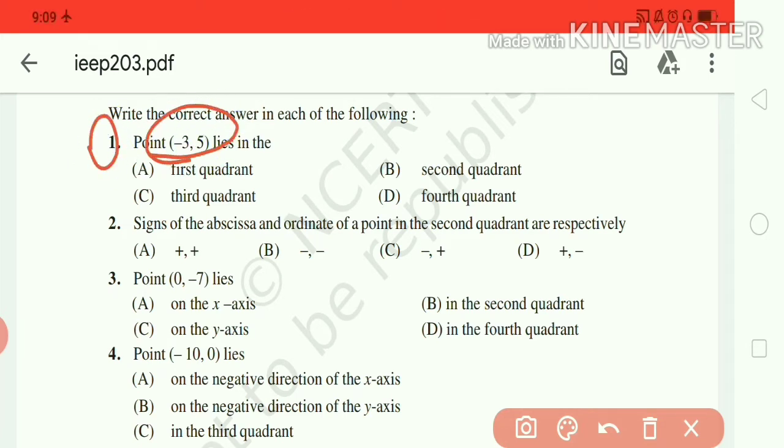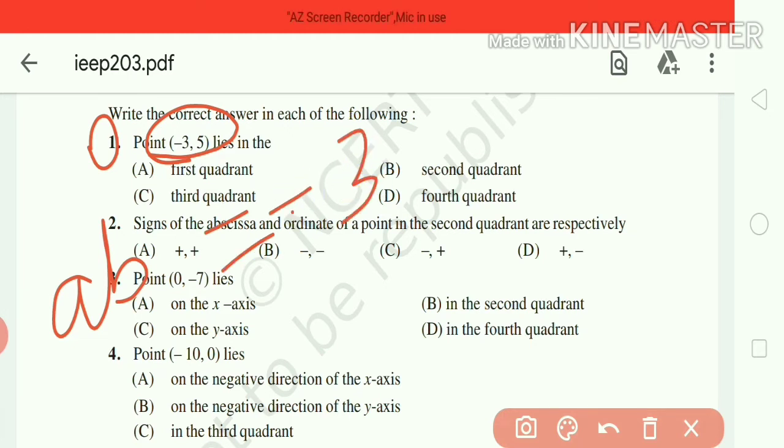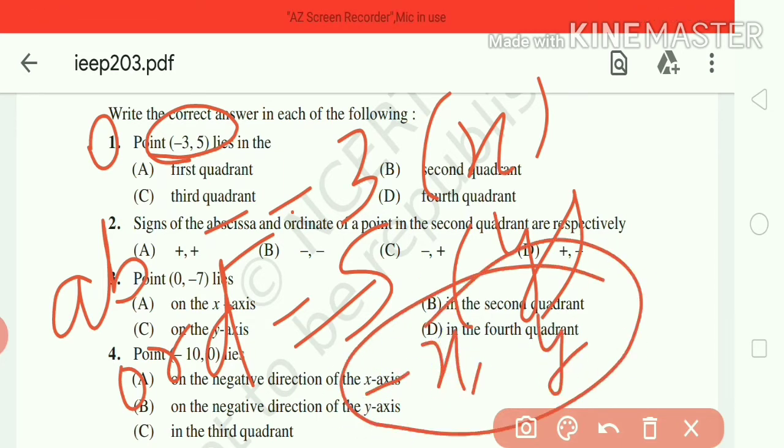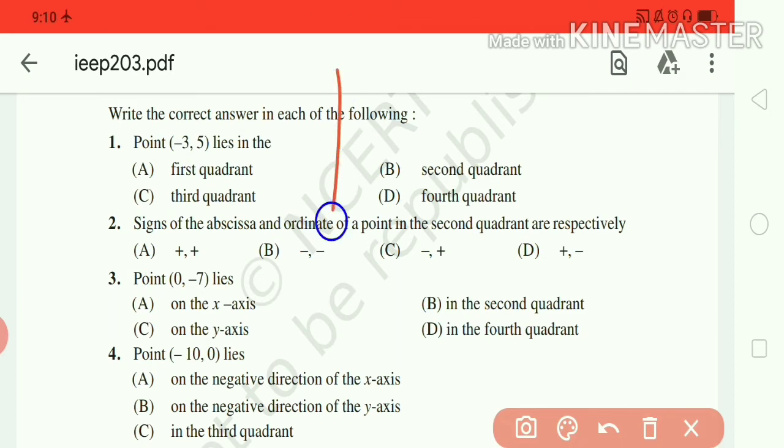Point (-3, 5) lies in the... You have to tell the quadrant in which (-3, 5) lies. You know that here the abscissa is -3 and the ordinate is 5. So this is the value of x and this is the value of y. It means you have to check where x is negative and y is positive. So let us check the quadrants.